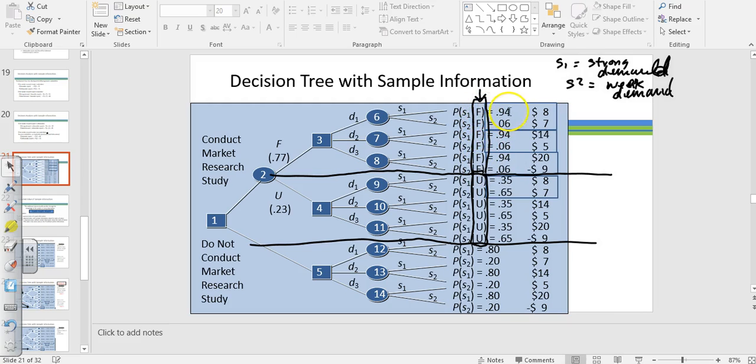And again, the favorable reports had a 0.94 strong demand and a 0.06 weak demand given it was a favorable report. So it's not 0.8 for a strong demand. It's now 0.94 because you believe the market research company is going to say everything is great, go for it. And there's a 94% chance that it will be strong. That's your company's belief. Okay, and then once we've done this, and we have these numbers here, which they gave us all of this information, we just had to know how to plot it properly.